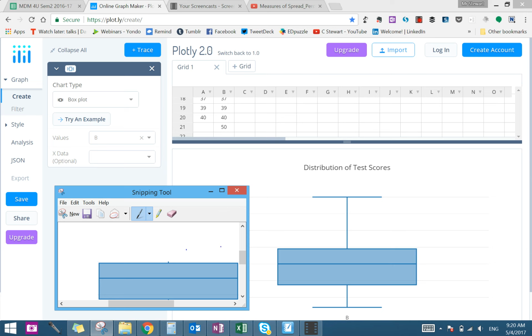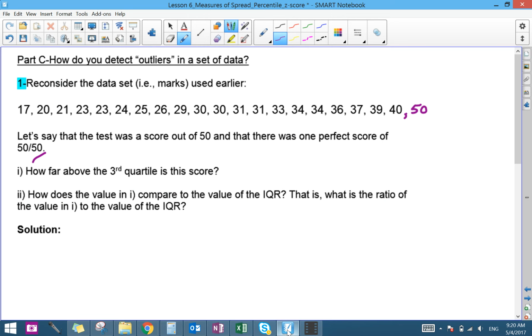Okay, so visually speaking, we can justify. Numerically is something that we're going to have to do as well. So let's take that particular score, the score of 50, and relate that to how far above the third quartile it happens to be. We're going to find the difference between the max and the third quartile, the maximum value now at 50.